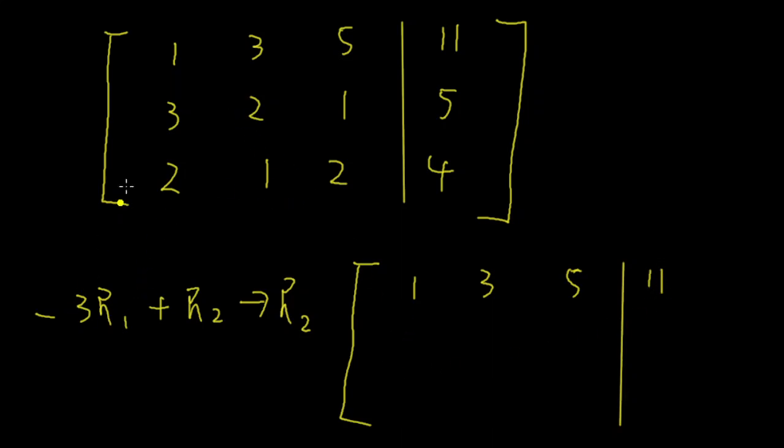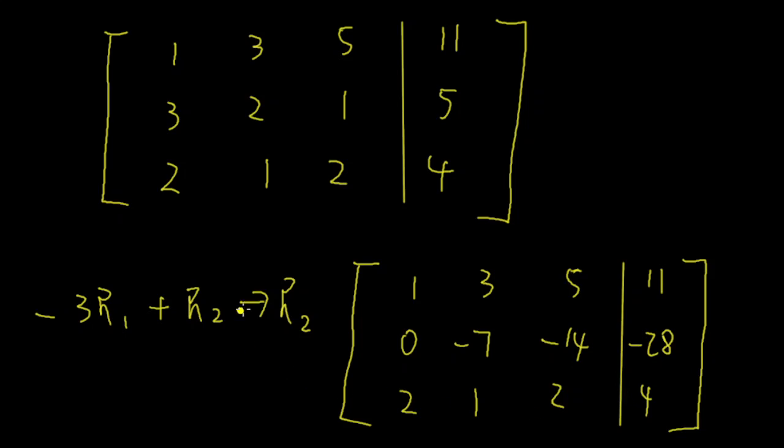-3 times 1 is -3, plus 3 is 0. -3 times 3 is -9, plus 2 is -7. -3 times 5 is -15, plus 1 is -14. And -3 times 11 is -33, plus 5 is -28. And of course, row 3 will not change: 2, 1, 2, 4. Okay, now this one is 0 here.